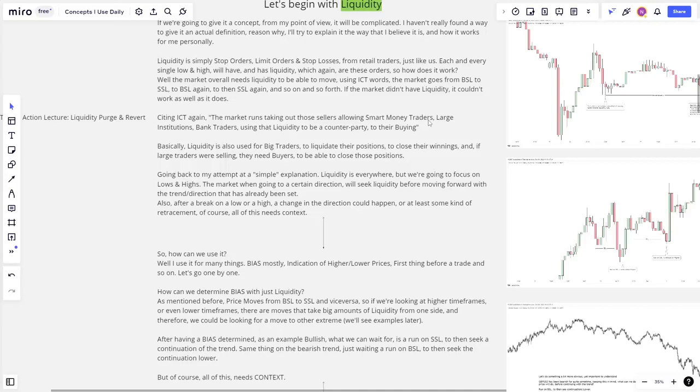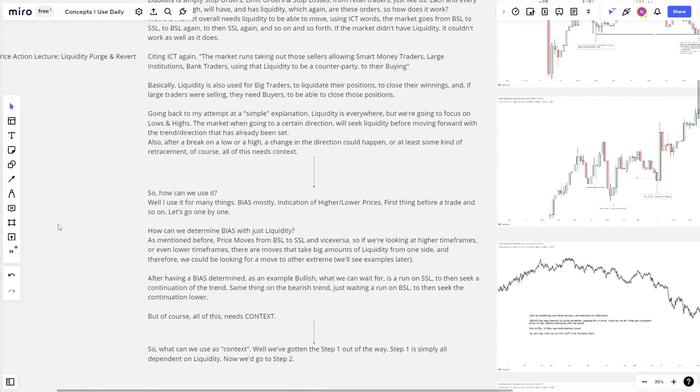Now, going back to my attempt at a simple, between quotes, explanation, liquidity is everywhere. But we're going to focus on lows and highs. The market, when going in a certain direction, will seek liquidity before moving forward with the trend or direction that has already been set. Also, after a break of a lower high, a change in direction could happen, or at least some kind of retracement. Of course, all of this needs context.